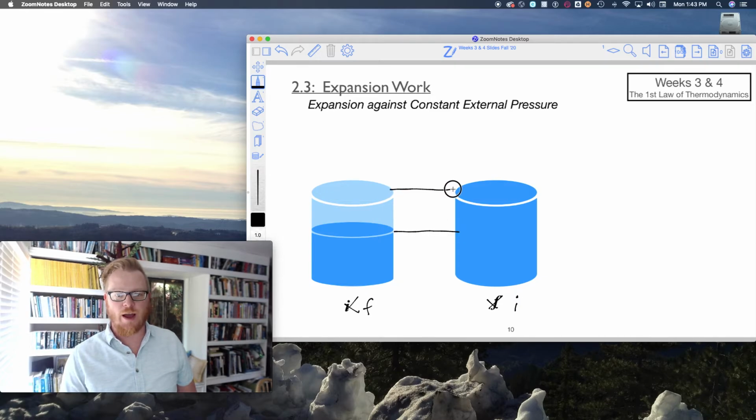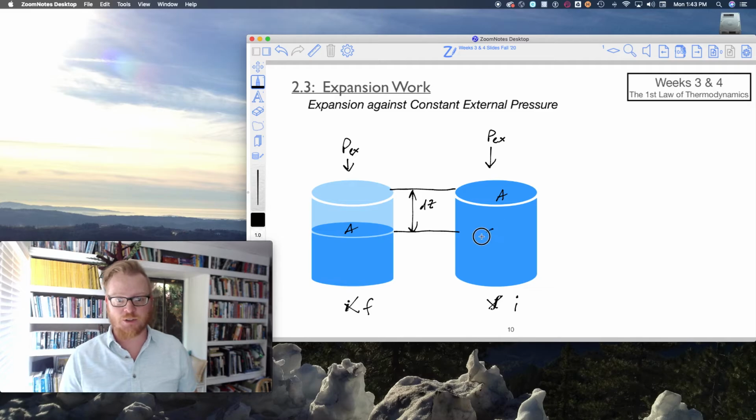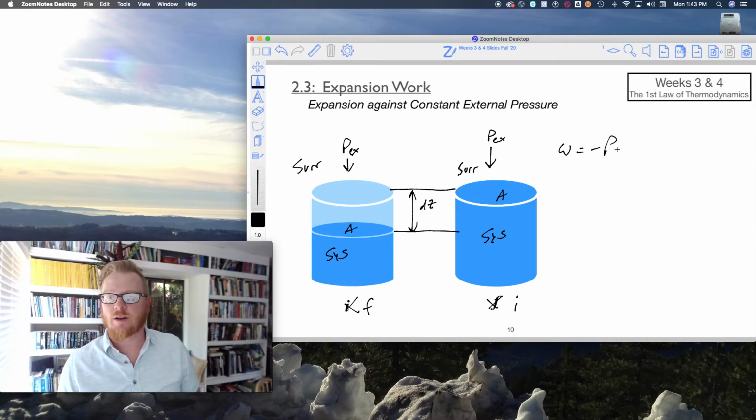So we still have the same thing going on. This is dz, this is A, this is A. There's some constant external pressure that's the same from initial to final, because it's really due to the pressure of the surroundings. And that equation said negative P external times delta V, which we know is negative P external times V final minus V initial.